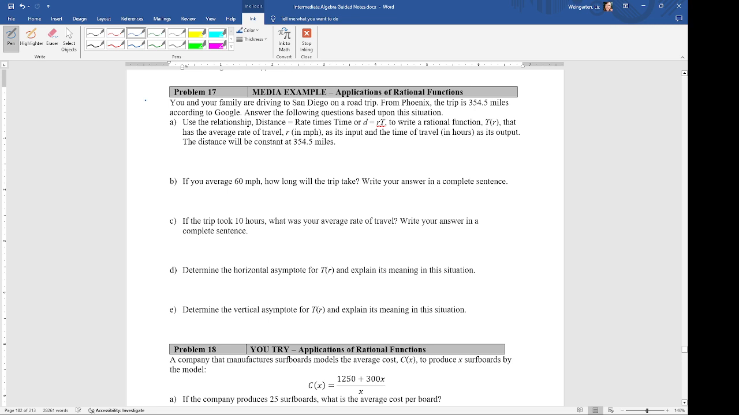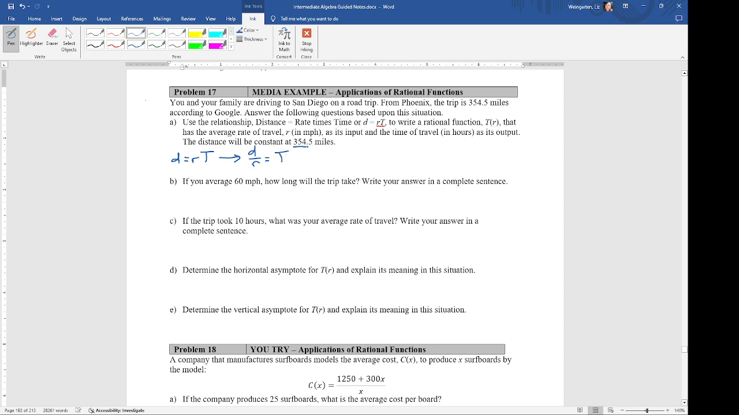We're going to use the relationship distance equals rate times time to write a rational function, T of r, that has the average rate of travel in miles per hour as its input and the time of travel as its output. The distance will be a constant at 354.5 miles. So we want t to be our output. I'm going to start by writing distance equals rate times time. Now we want everything to be equal to t, so I'm going to divide both sides by r. d over r equals t.